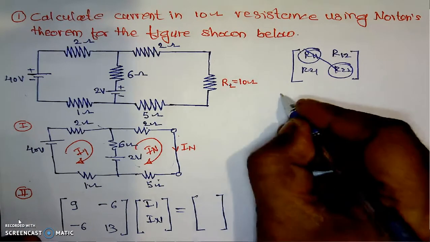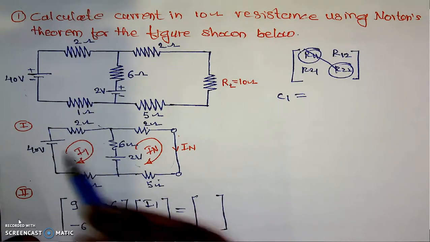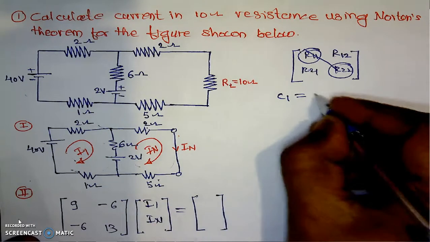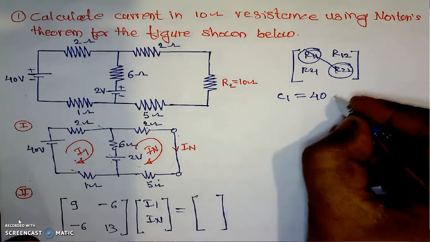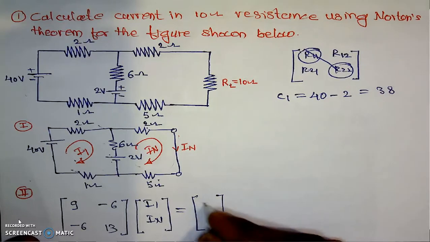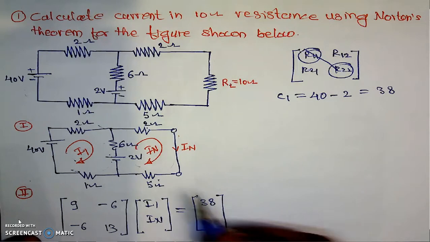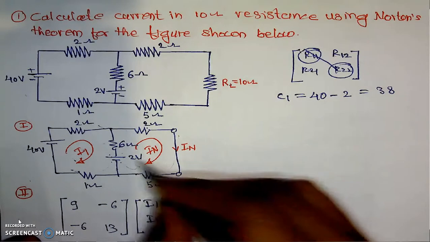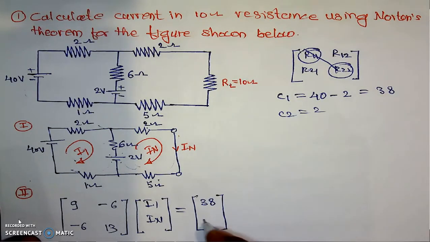Here, for the constant C1 for the first case, if we are traveling with the direction of the current, we are able to calculate the constant. If we are traveling with the direction of the current, negative to positive, that is plus 40. Then positive to negative for the other source, which is minus 2, that is equal to 38. 38 is the first constant. What is the second constant? If we are traveling with the direction of the current, we are traveling from negative to positive, which is plus 2, then there is no source, which is equal to 2. This is the constant 2.